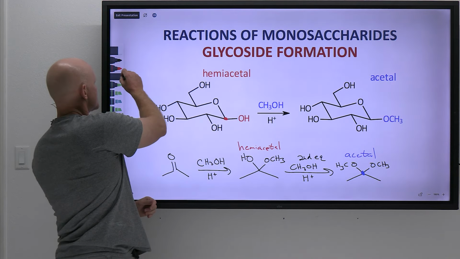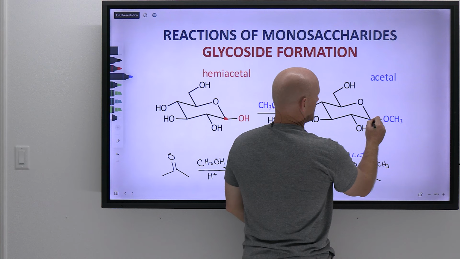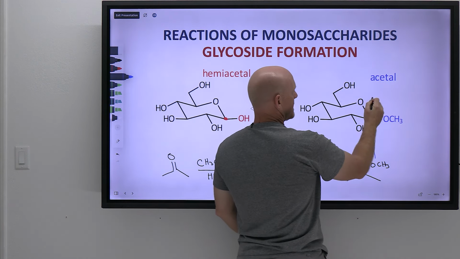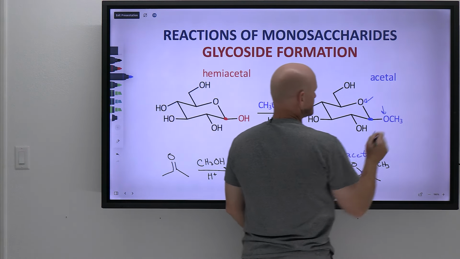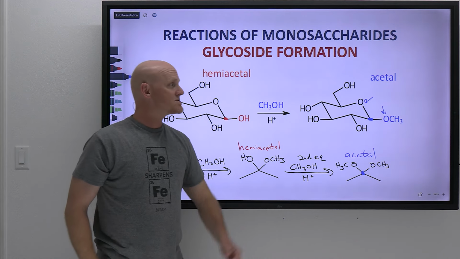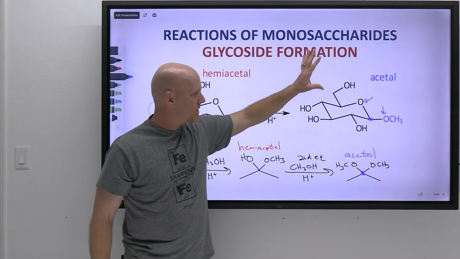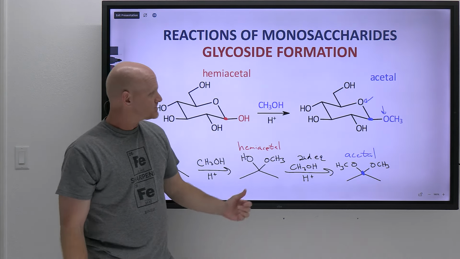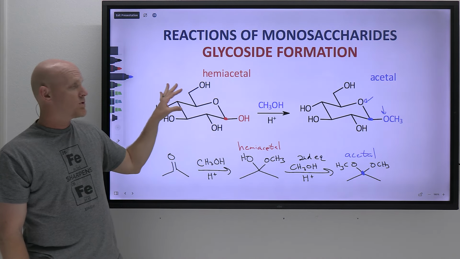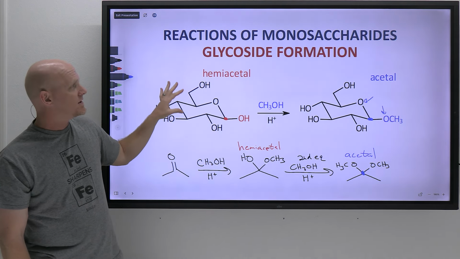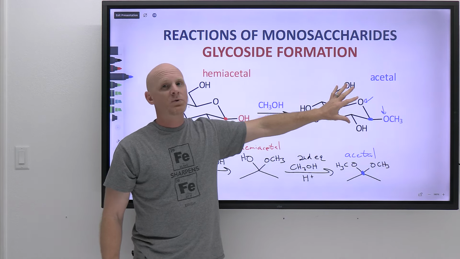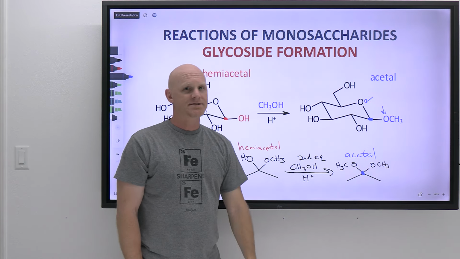Again, you can recognize this because once again, you've got a carbon that's bonded to two oxygens, and neither one of them is an OH. That's an acetal, and we call that a glycoside. So when it's in the hemiacetal formation, that is not a glycoside. But once it's converted into an acetal, that is now a glycoside.